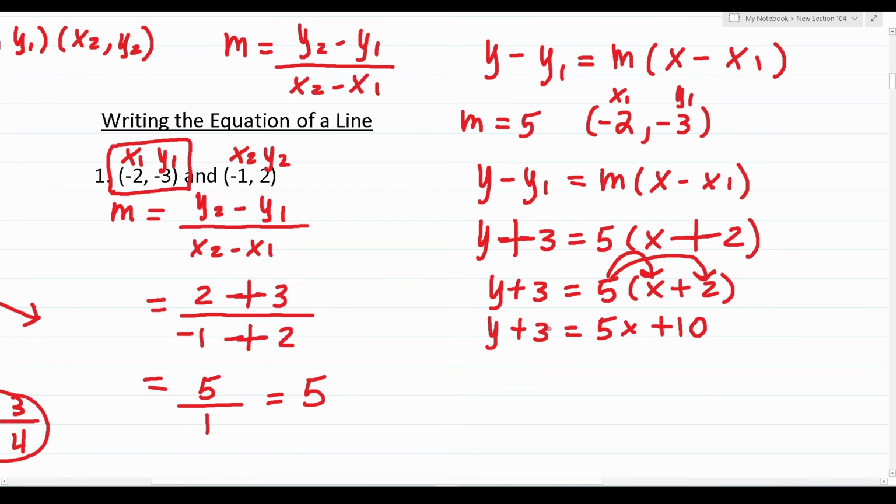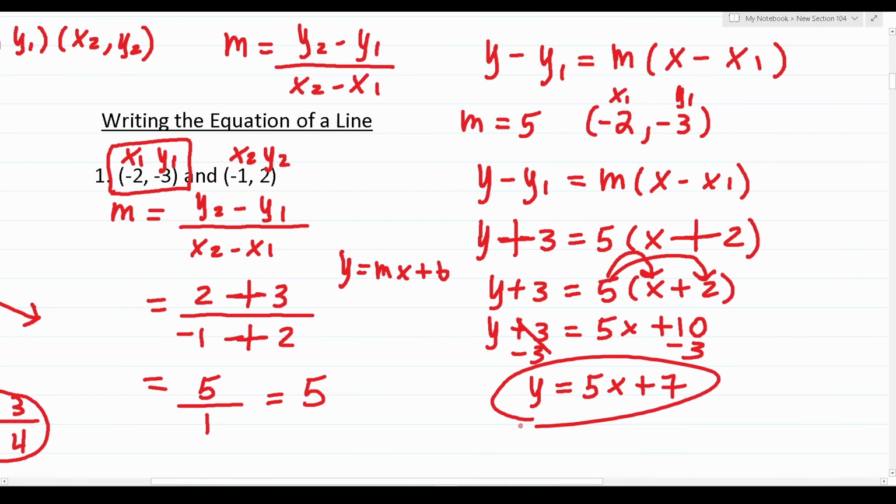And again, we want to get this in slope-intercept form, which is y equals mx plus b. In other words, we want to get y by itself, and we can do that by subtracting 3 from both sides. This crosses out here, leaving you with just y on this side. So y equals 5x. 10 minus 3 is 7. All right, so the equation of the line is y equals 5x plus 7.